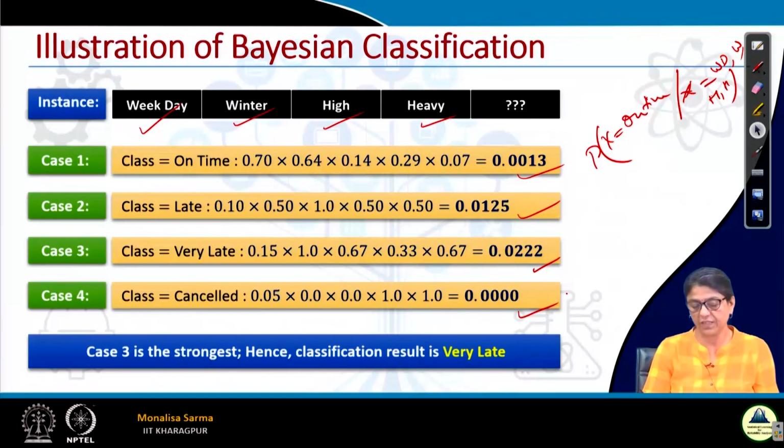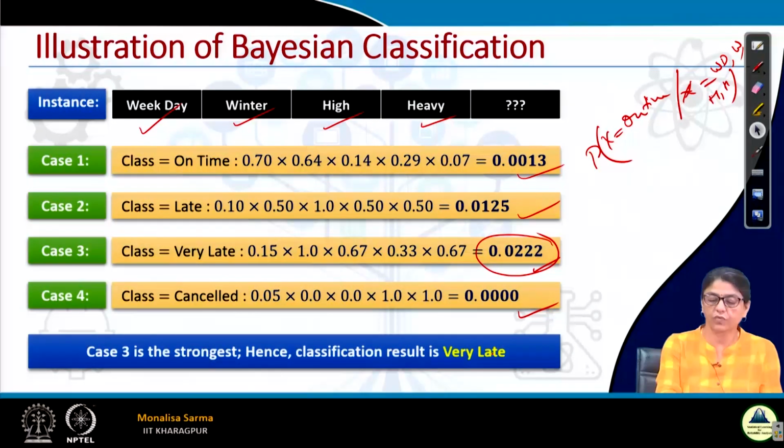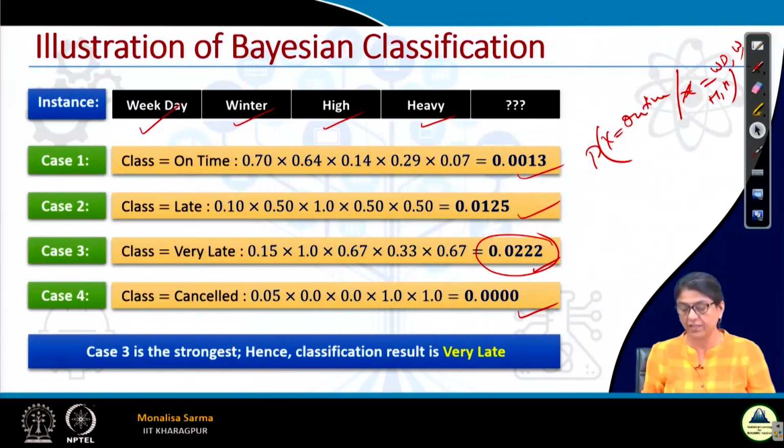And out of this, which is bigger? Very late is the bigger value. So, case 3 is strongest, hence the classification result is very late. So, for this instance, we can say that the flight has reached very late. This is how we do Bayesian classification.